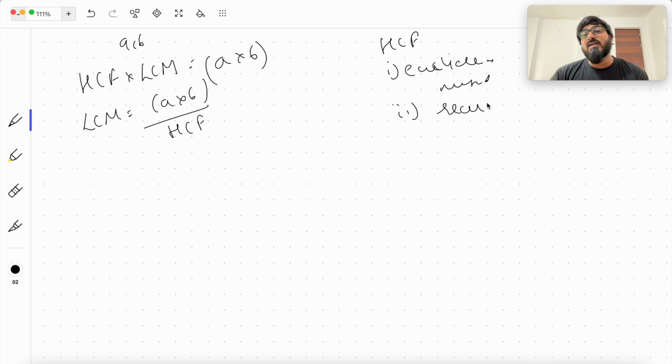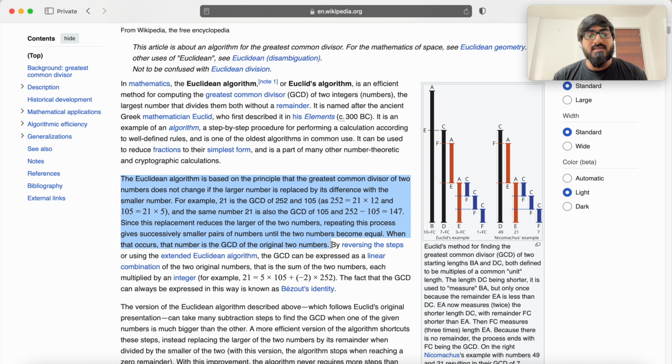This recursive method is also often referred to as the Euclidean method, but the original Euclidean method was a little different from the recursive approach. All right, so what is the Euclidean method? This is the reference, and if you read this, you understand what the Euclidean method is. I will try to explain.